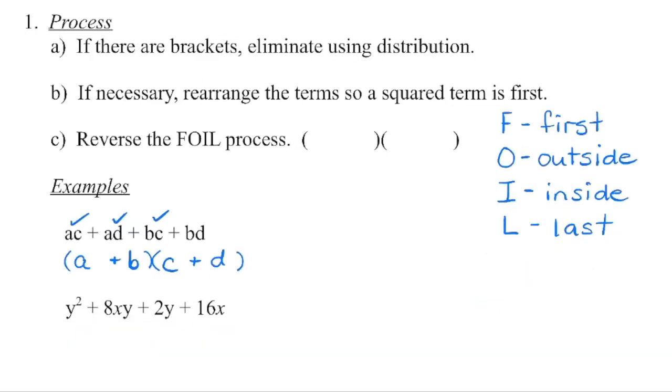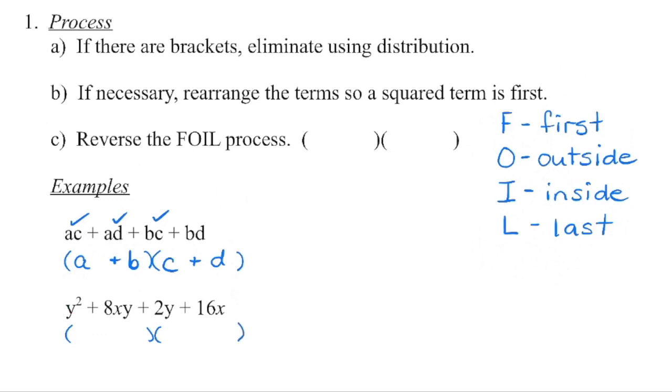So in our second one, we're going to begin by checking, is there a greatest common factor? So there isn't, and my squared term is already first, so that's good. Now the order doesn't really matter here. Sometimes you will have to rearrange the terms, but we're going to go ahead and set up our two brackets for the binomials.